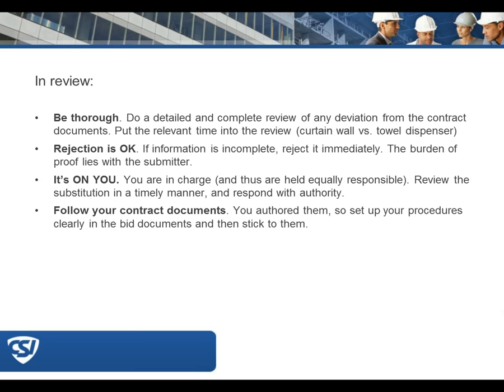Doug, anything you want to add to that to wrap us up? No, I would just, again, emphasize that the burden of proof lies with the submitter. If I don't have from them the information I need to make the determination, I'm going to reject it. I'm not going to, because I'm not getting paid for it, go out and do a bunch of research to try to prove or satisfy myself that what they're presenting is equal. They have to show me. Right.